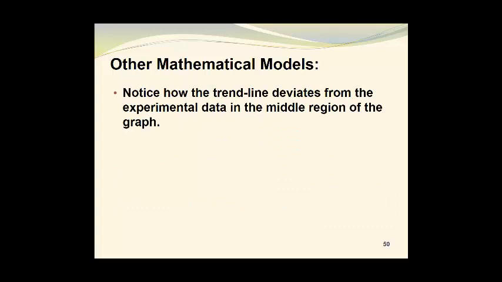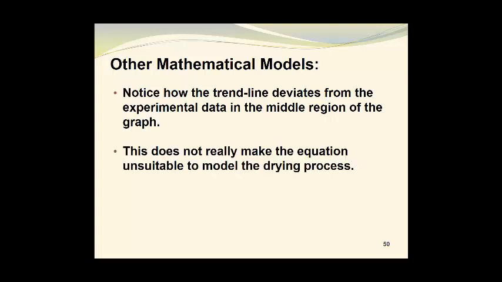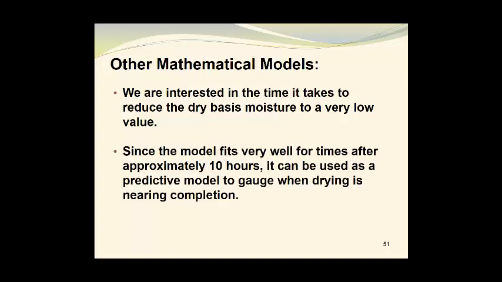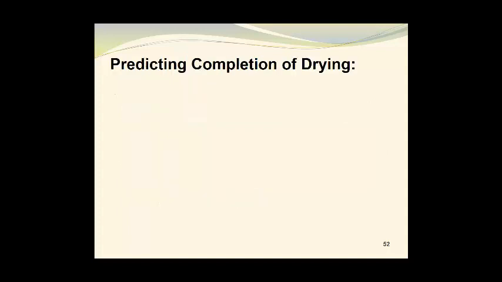Notice how the trend line deviates from the experimental data for the Scotch bonnet peppers in the middle region of the graph. This does not really make the equation unsuitable to model the drying process, however. We are interested in the time it takes to reduce the dry basis moisture to a very low value. Since the model fits very well for times after approximately 10 hours, it can be used as a predictive tool to gauge when the drying is nearing completion.